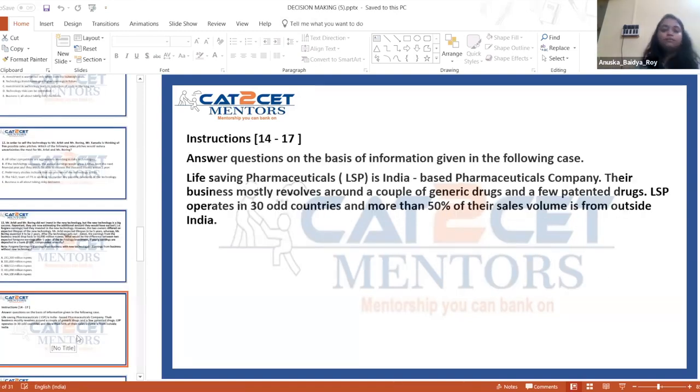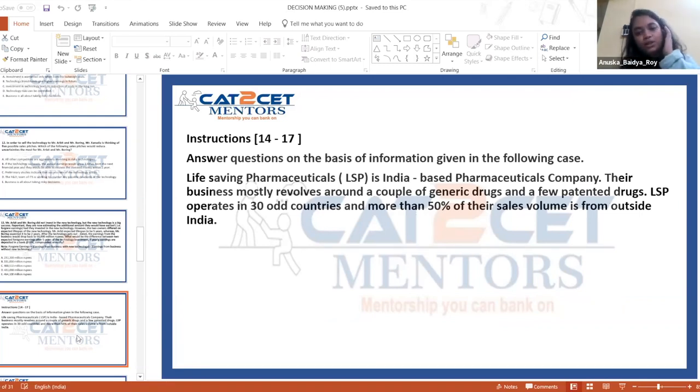Question number 14 to 17. Okay, another case. Let's see. Life-saving pharmaceuticals (LSP) is an India-based pharmaceutical company. Their business mostly revolves around a couple of generic drugs and a few patented drugs. Okay, what is a generic drug? Generic drugs are drugs that had a patent at some point of time. That patent has expired. Now any company can produce that drug at a cheaper price. Okay, so these are generic drugs and a few patented drugs. For patented drugs, only the company that holds the patent can produce that drug and sell it in the market. Clear? Okay.